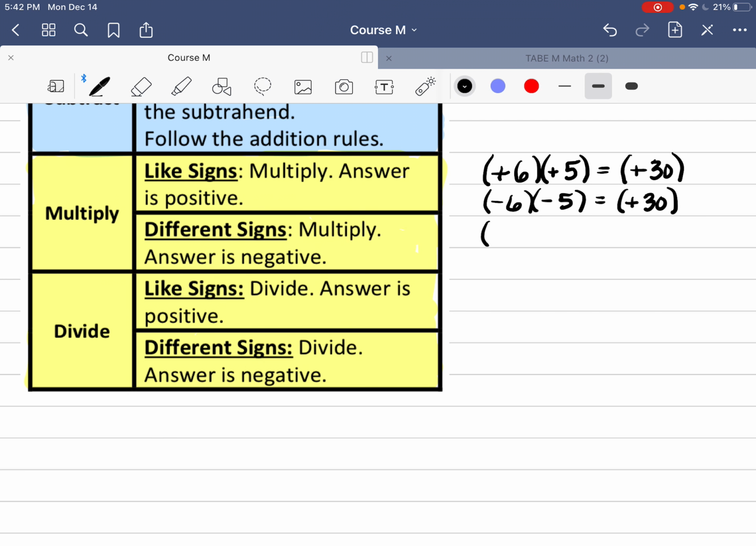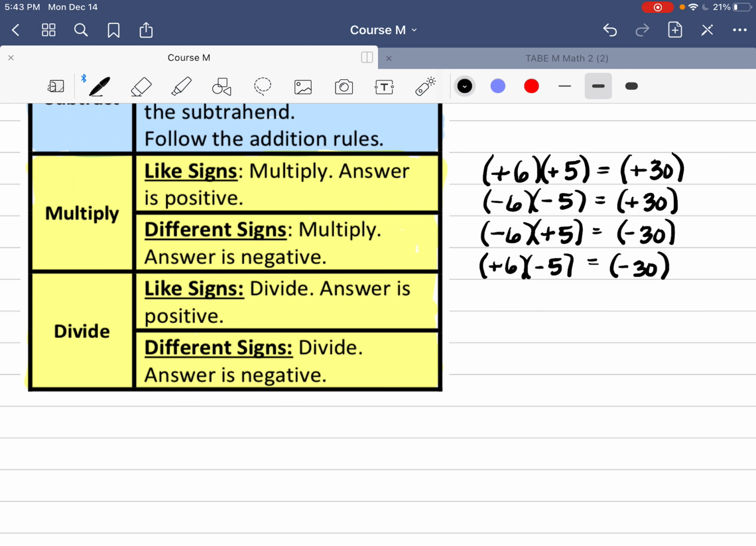It's when you have one of each, a positive and a negative, that you will get a negative answer. And you could also have a positive 6 and a negative 5. Again, the signs are different, so the answer is negative.